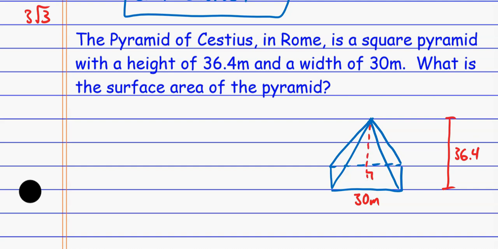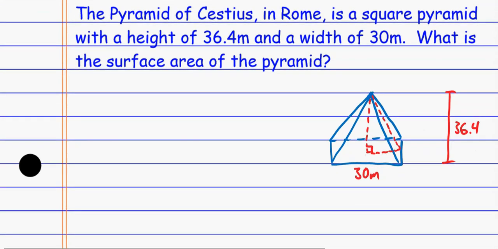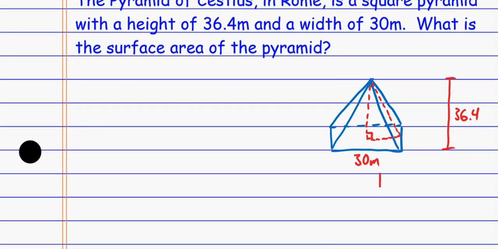Okay, that's the 36.4. And what I really need is the length of this along the diagonal. I need that slant height instead. And so what I need here is my Pythagorean theorem, when you think about that triangle that I've drawn floating inside this pyramid.